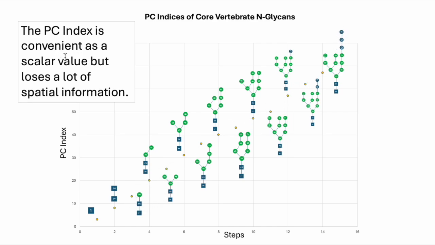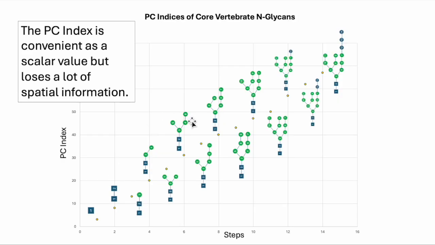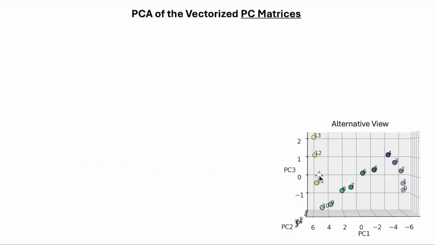While the PC index is convenient as a scalar value because humans just like single individual numbers, a lot of information is lost when we do this, which is exactly why I made sure to define the PC matrix as having a very specific order in which to measure the features, an order which must be maintained for every single layer, because when we vectorize each matrix, we can combine them together in a meaningful way to do dimension reduction. And that's exactly what we did. We did principal component analysis on the vectorized matrices of these 14 structures. And what we found is that the information within them is anything but linear.